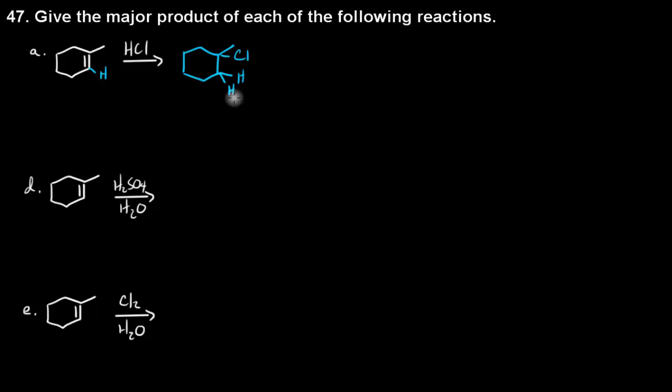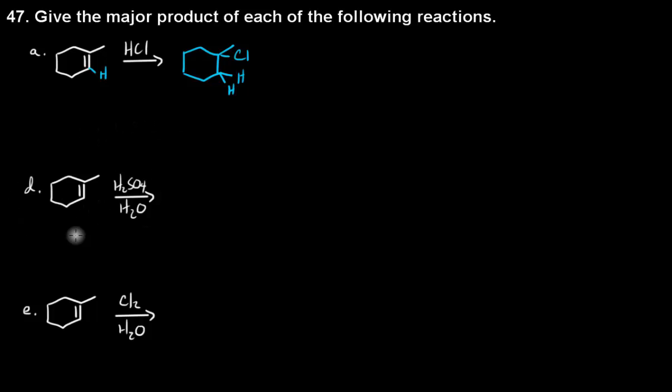And you can rationalize this using a mechanism. Remember that this HCl addition goes through a carbocation intermediate. So if you really want to know the why, it has everything to do with the stability of the carbocation. So try to figure that out if you're not comfortable with that.